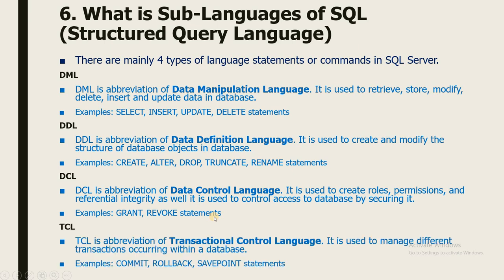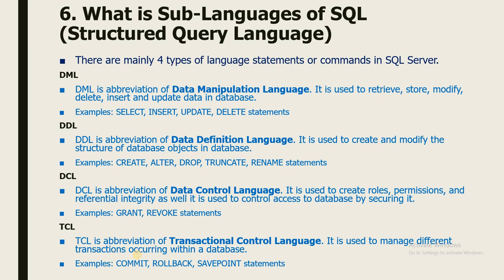Okay guys, so the next one is TCL. TCL is the abbreviation of transaction control language. It is used to manage different transactions occurring within a database. Examples are commit, rollback and savepoint statements. So these are the examples of TCL.